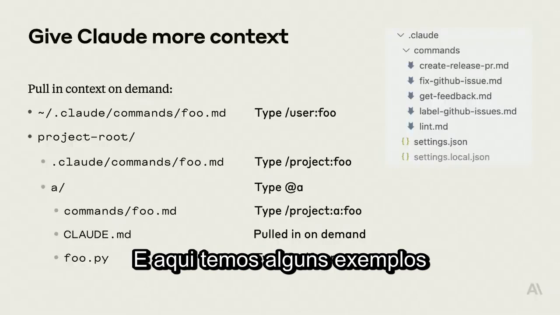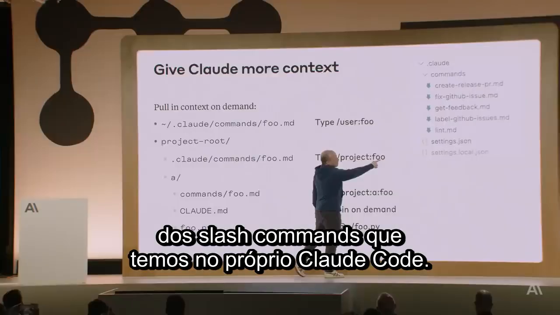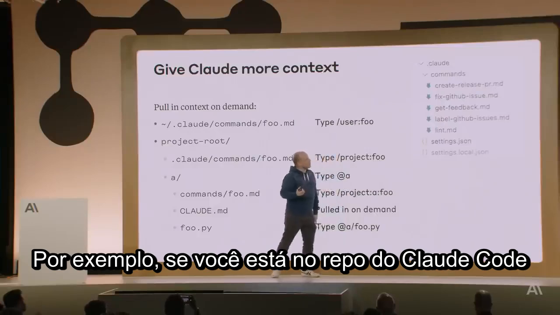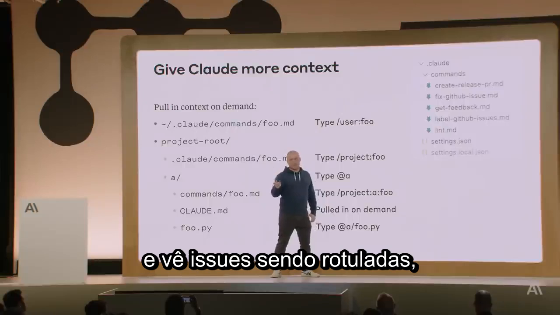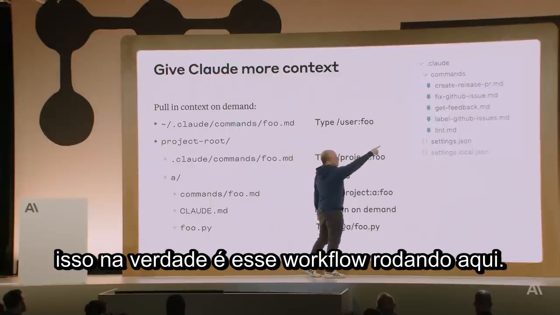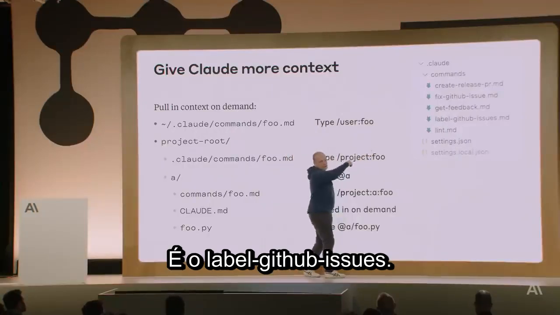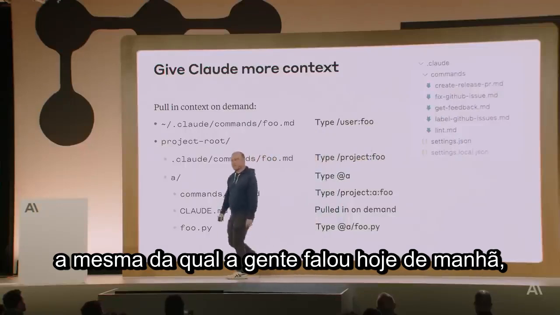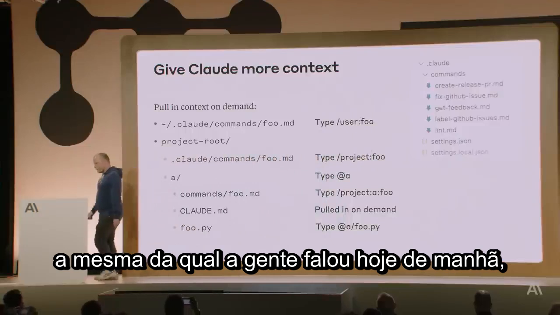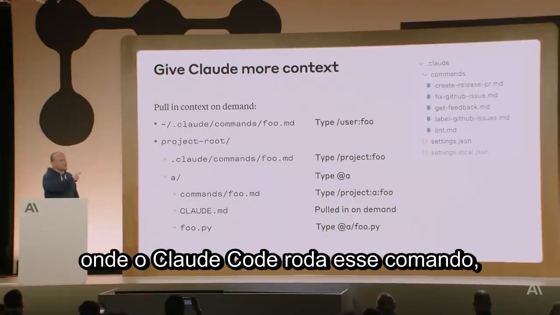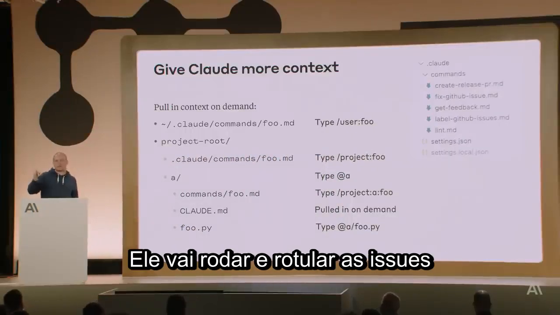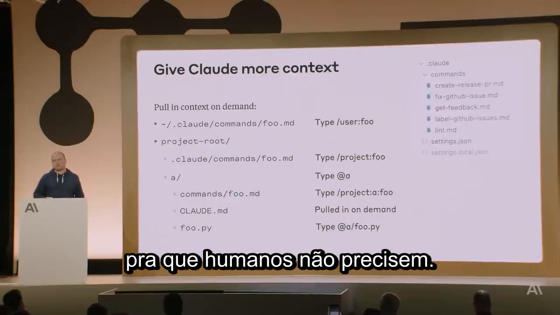And over here, we have a few examples of the slash commands that we have in Claude Code itself. For example, if you're in the Claude Code repo, and you see issues getting labeled, that's actually this workflow running here. It's labeled GitHub issues. We have a GitHub action running, the same one we talked about this morning, where Claude Code will run this command, and it's just a slash command. It'll run, and it'll label the issues, so humans don't have to. It just saves us a bunch of time.